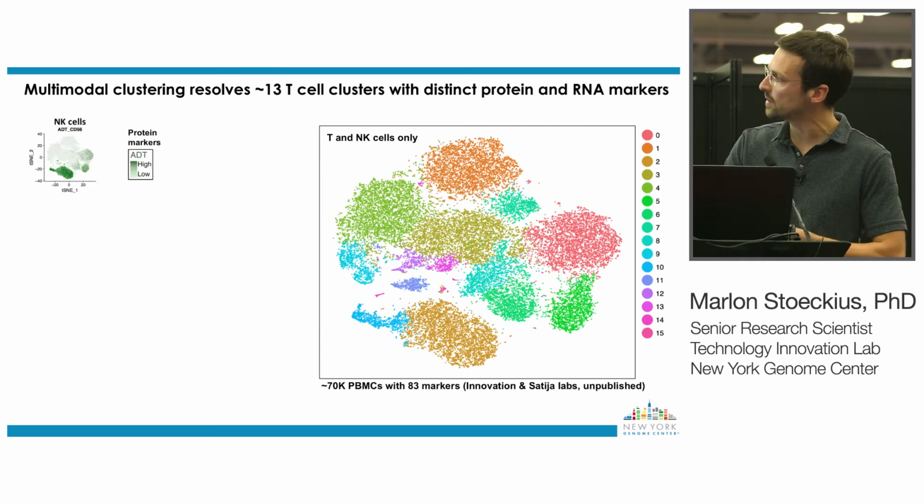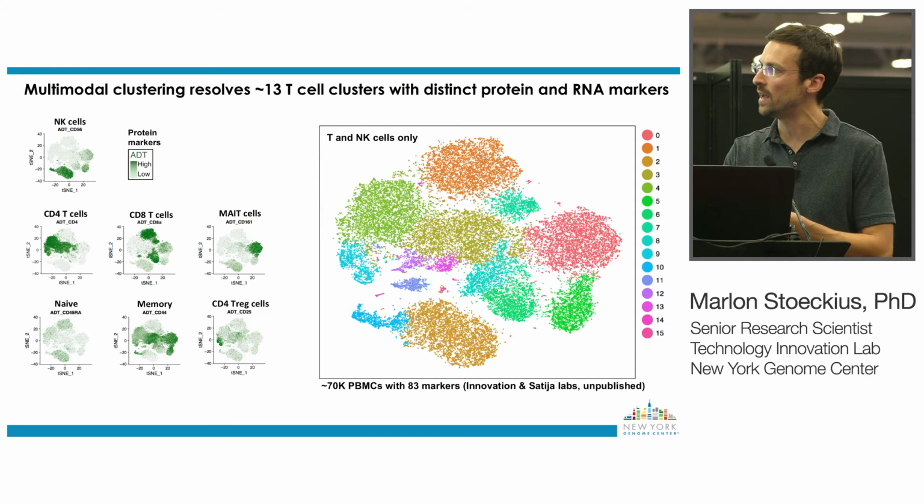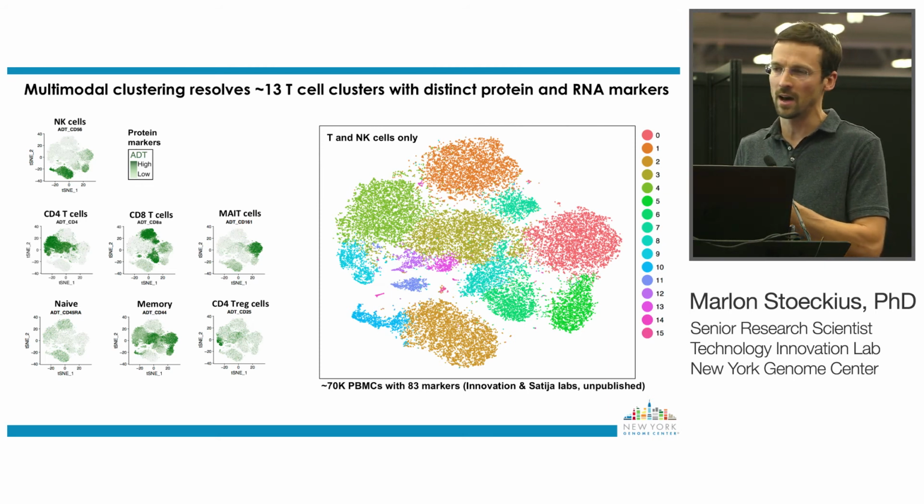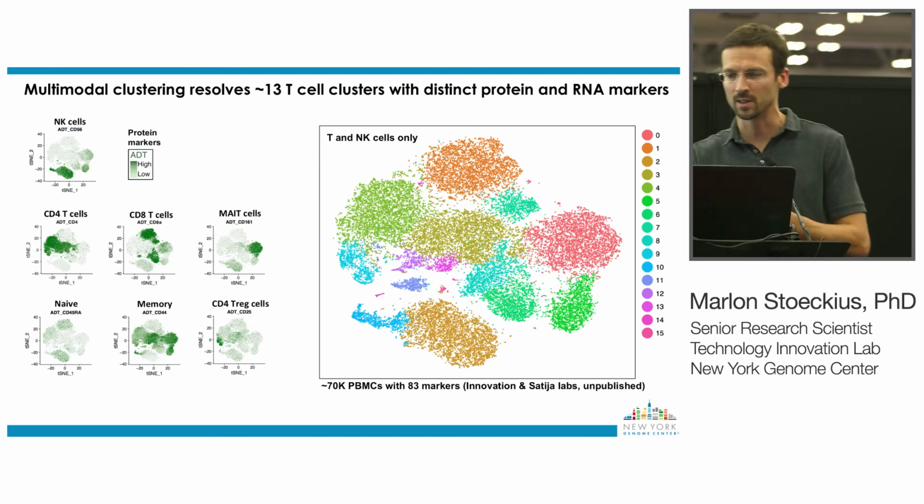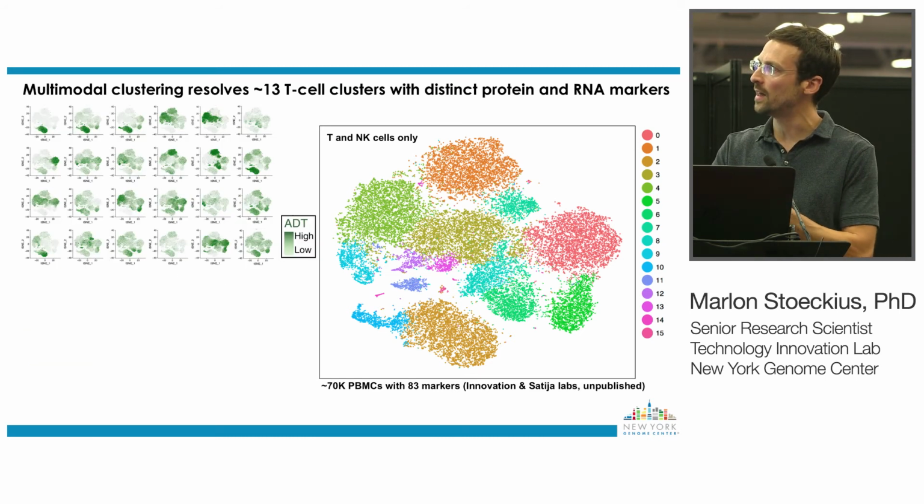For example, NK cells. Sorry, this is T cells plus NK cells. So the NK cells we're picking up very specifically. CD4 T cells, CD8 T cells, MAIT cells are there, and we have the naive and memory separation, and we even really pick up very nicely CD4 regulatory T cells, which are otherwise really rarely visible in these types of data sets. And then, of course, we have other different markers that are very specific based on protein.